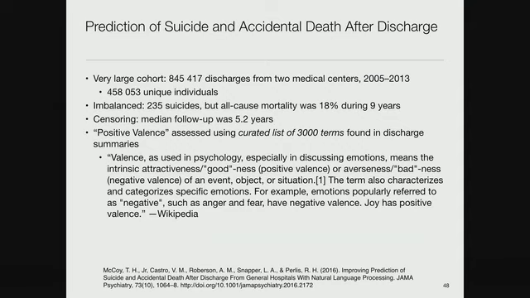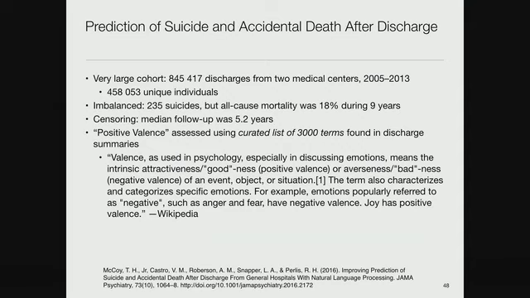So the censoring problems that David talked about are very much present in this because you lose track of people. It's a highly imbalanced data set because out of the 845,000 patients, only 235 committed suicide, which is, of course, probably a good thing from a societal point of view, but makes the data analysis hard. On the other hand, all-cause mortality was about 18% during 9 years of follow-up. So that's not so imbalanced.